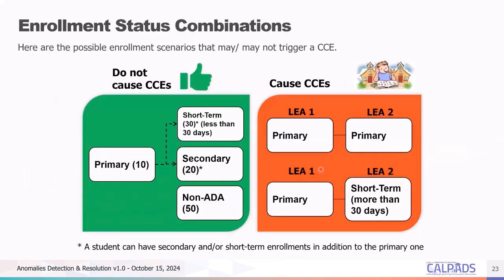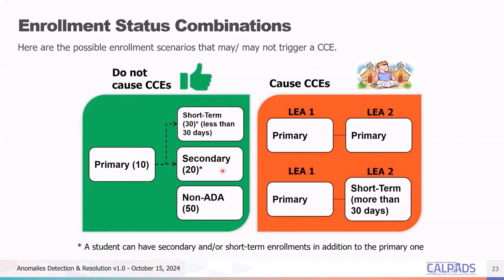So there are combinations of enrollments that will trigger a CCE, and there are some that won't. Let's first discuss the combinations that will not trigger a CCE. So of course you have your primary enrollment. If it's in combination with a short-term enrollment, which is enrollment 30, and that enrollment is less than 30 days based on the enrollment start date at that short-term school, then CalPADS will allow that overlapping enrollment. CalPADS will also allow an enrollment in combination with a secondary enrollment.